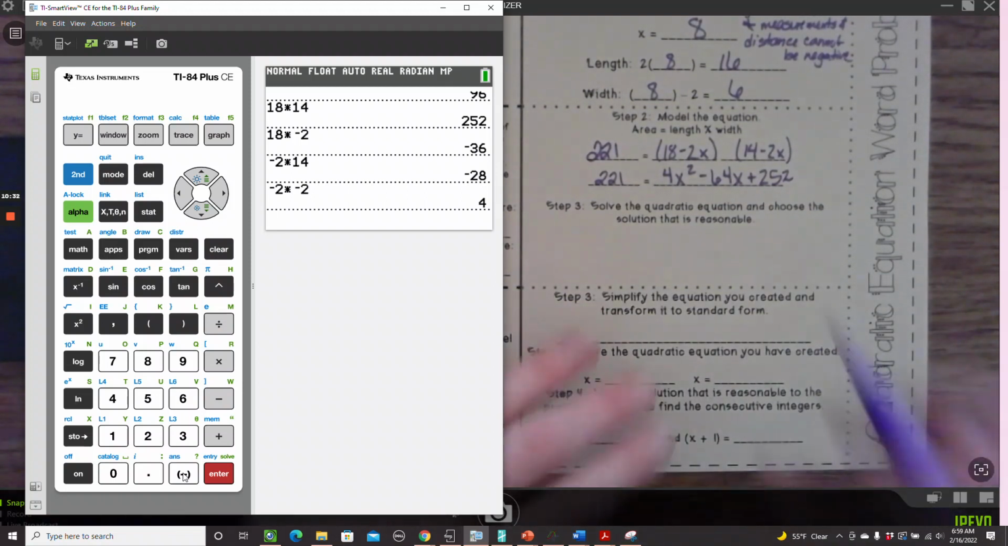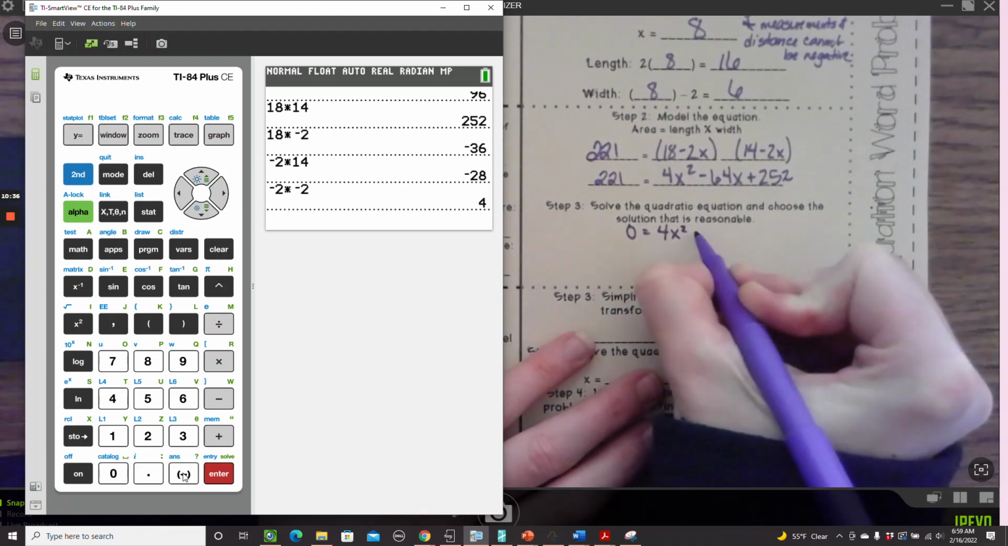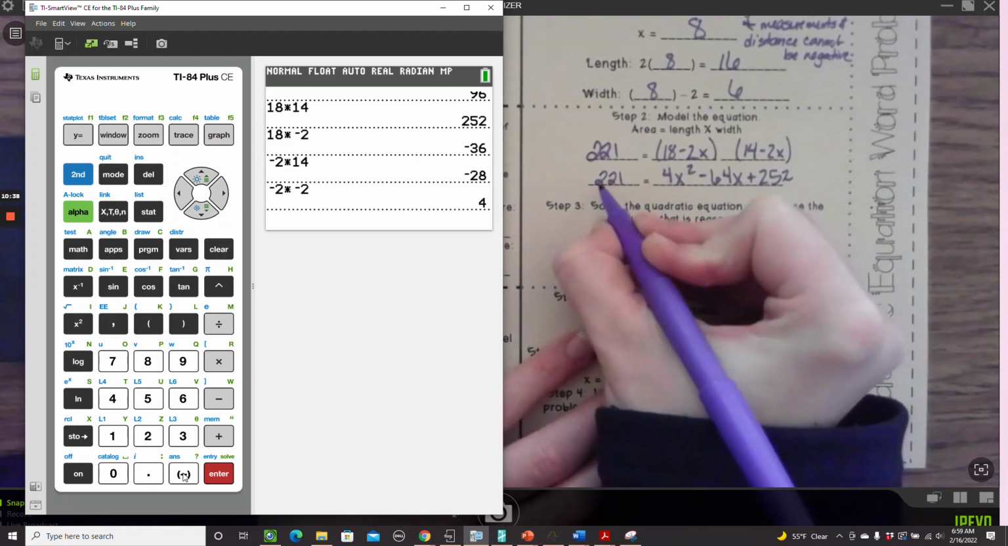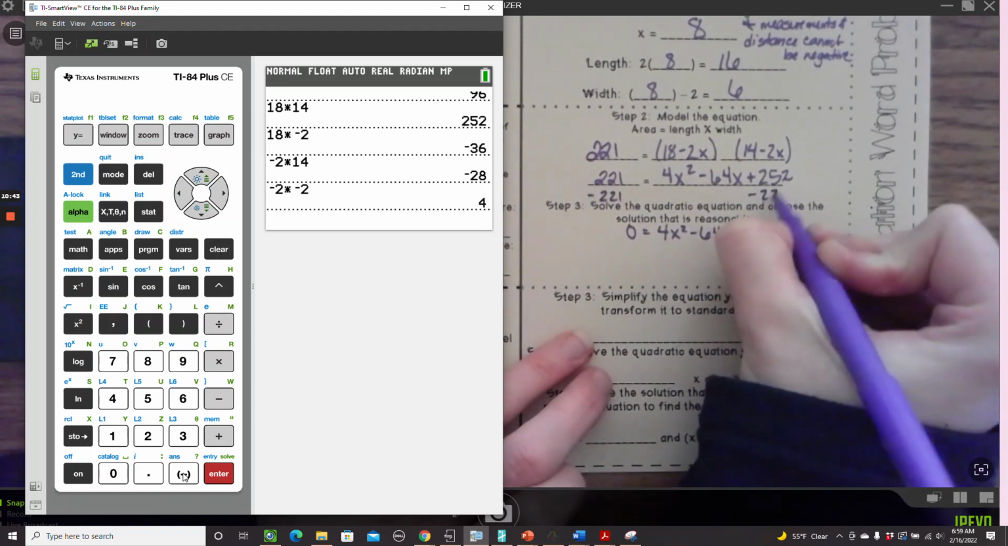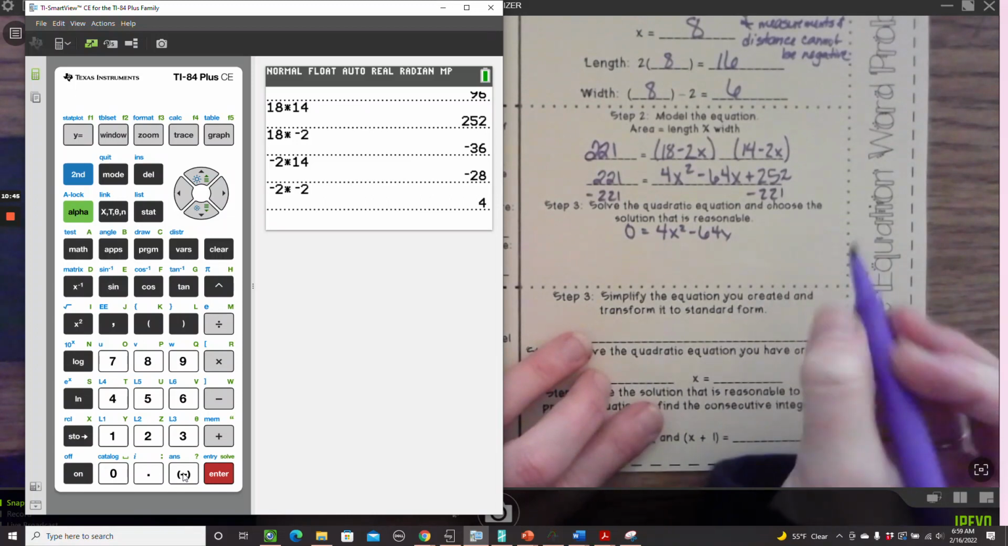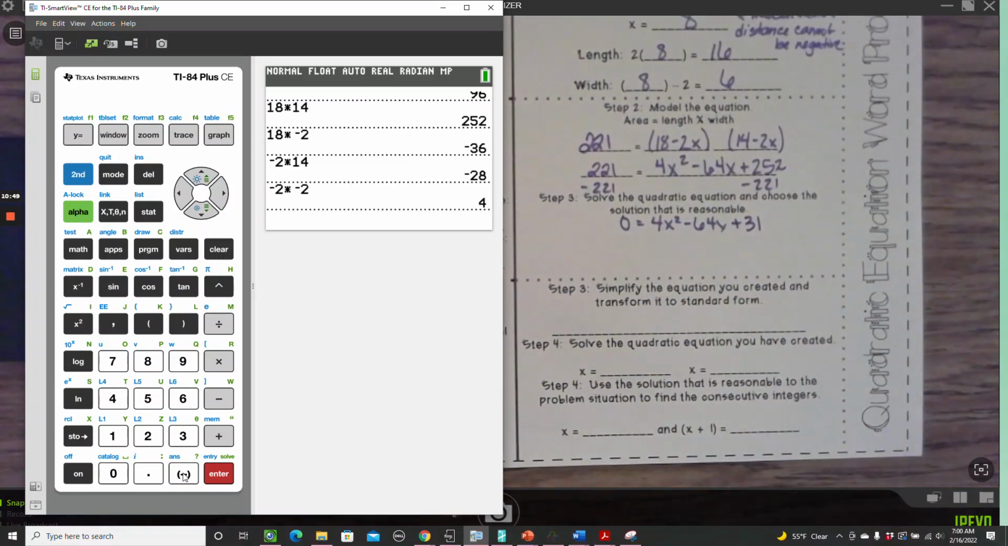So first what I want to do is set this thing equal to 0. So 4x squared minus 64x. I'm going to subtract 221 from both sides. So 252 minus 221 is a positive 31. Okay.